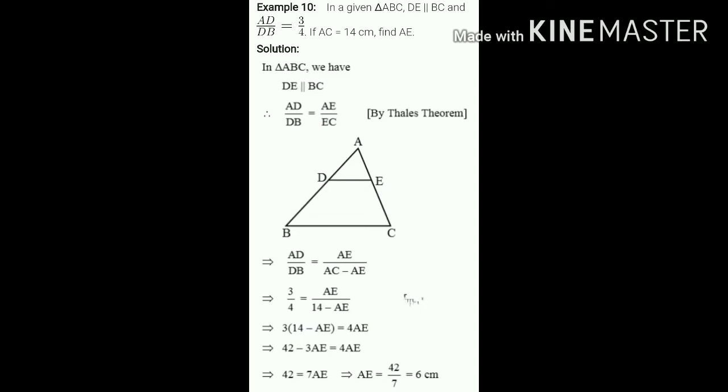When you cross multiply this, we get 3 times of 14 minus AE is equal to 4 AE. When you multiply 3 with both the terms, 3 times 14 will be 42 minus 3 times AE, which will be equal to 4 AE. When you transfer this 3 AE to the left side, that becomes 4 AE plus 3 AE. That gives us 7 AE, which is equal to 42. If you simplify this, we get AE as 42 by 7. 42 divided by 7 is 6. Therefore, the length of AE is 6 centimeters.